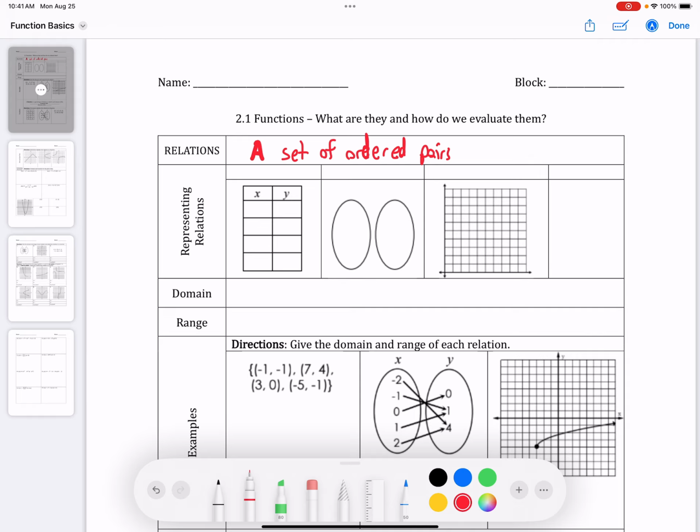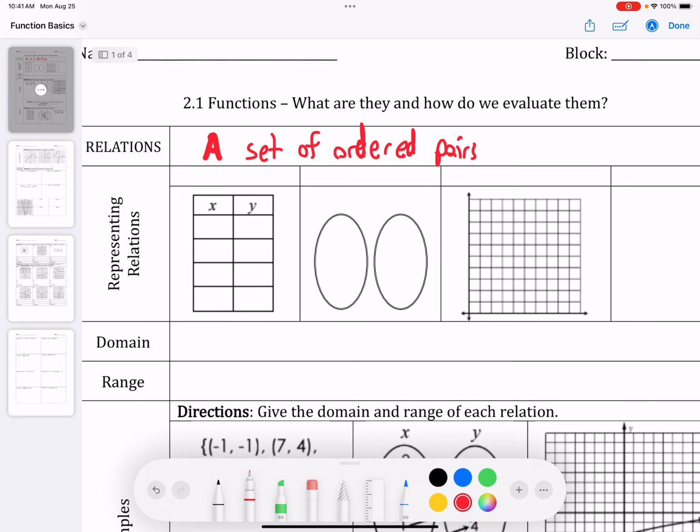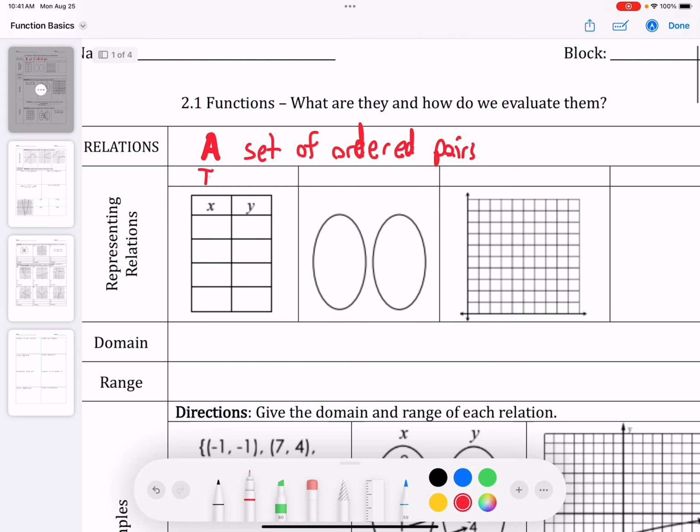Okay, so the different types of relations that you're going to deal with is a table, or a table of values. So, like, you might have 1, 2, 3, 4 for your x's, and then 2, 3, 4, 5 for your y's.